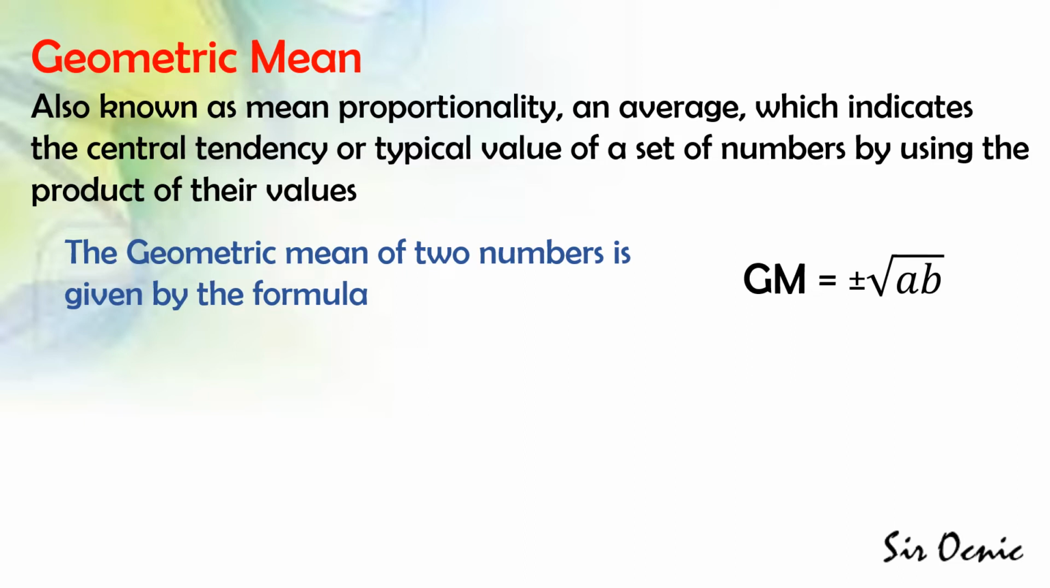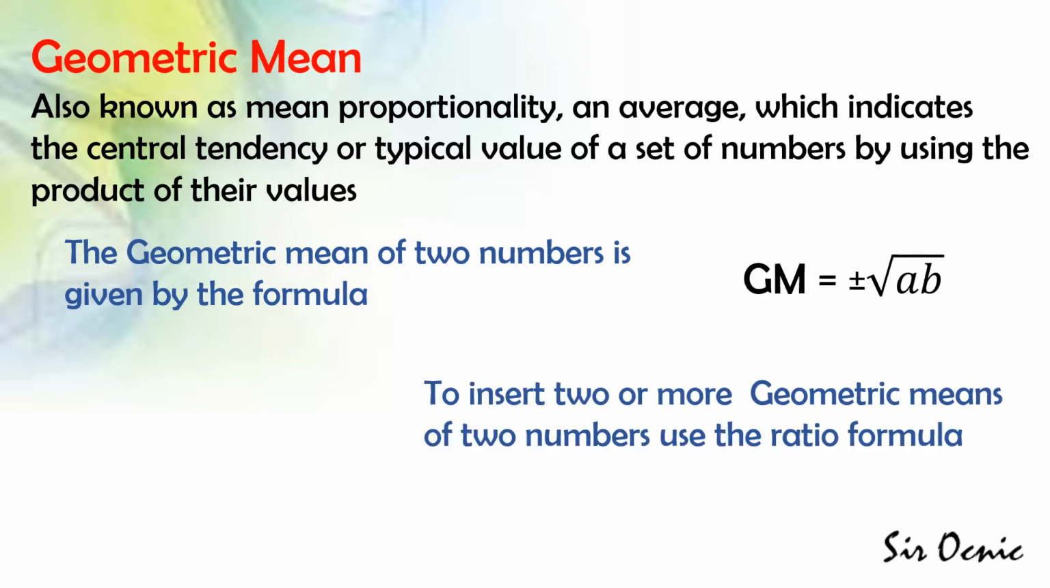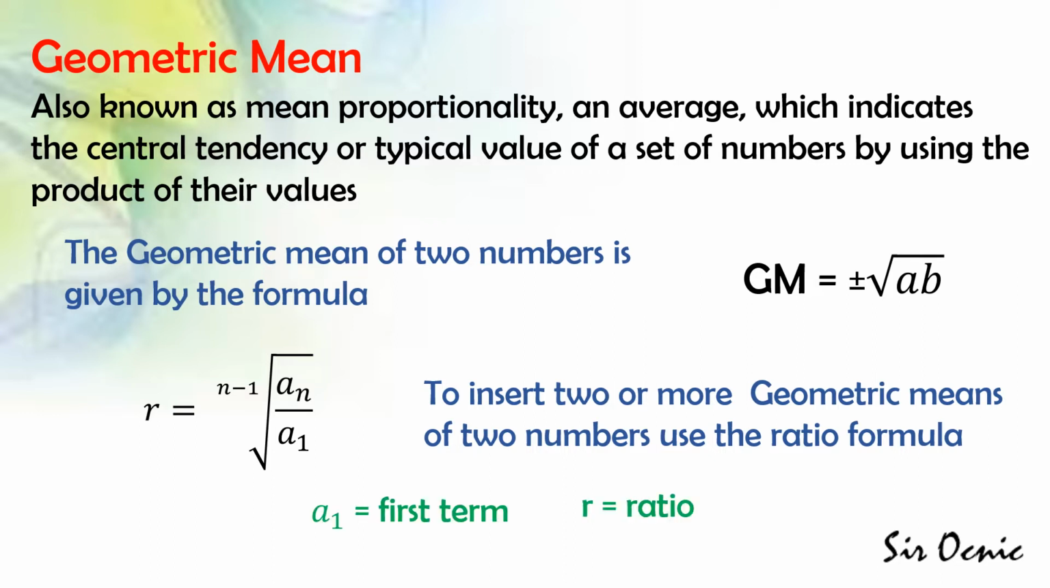a b, wherein a and b are the two given numbers, while if you're going to insert two or more geometric means of two numbers, use the ratio formula, which is given by n minus 1 root of a sub n over a sub 1, wherein r is equal to the ratio, a sub 1 is the first term and a sub n is the last term.